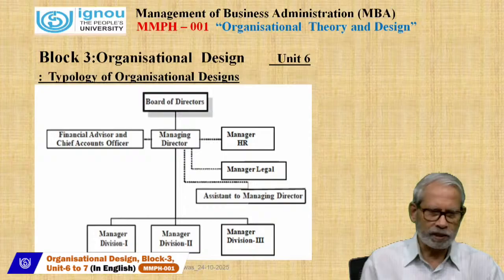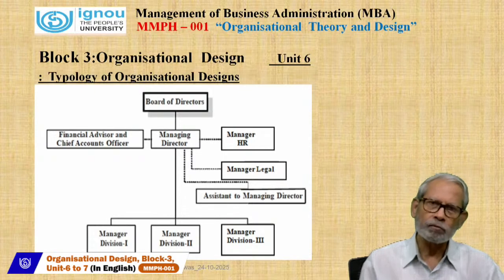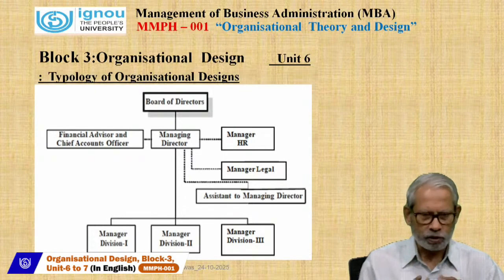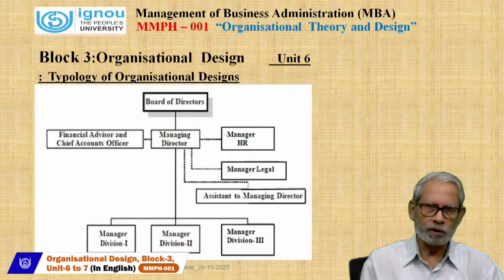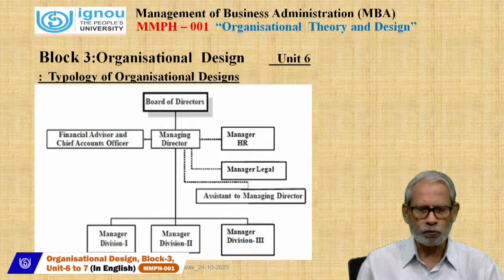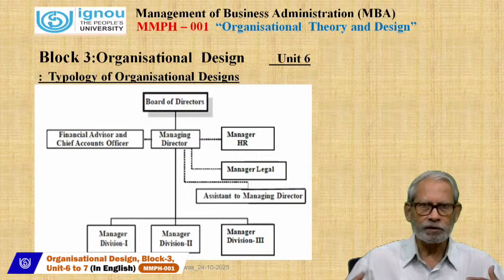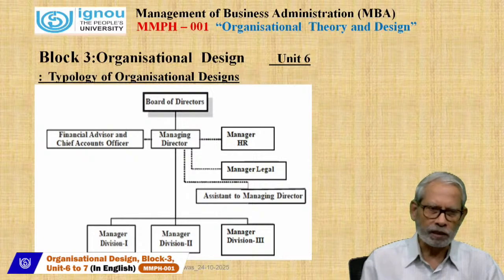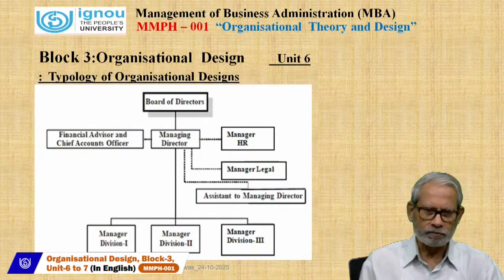Another diagram is there. It is also a part of your line organizations, but different bifurcations are there. There is a board of directors, then your managing directors, and within the managing directors, manager 1, 2 and 3, different divisions are there. They are reporting directly to the managing directors, and in turn the managing director is reporting to your board of directors.